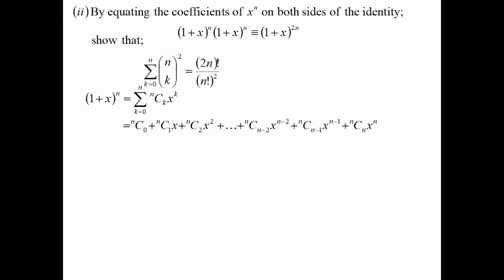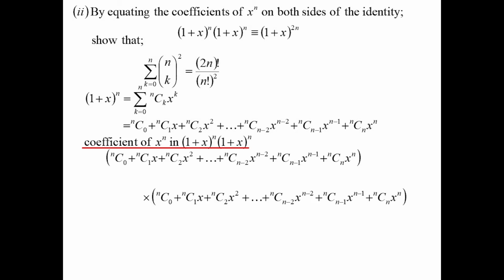By equating the coefficients of x to the power of n on both sides of this expression, we're going to show this wonderful relationship: that the sum of nCk all squared is (2n)! over (n!) squared. Okay. Remember, there's our binomial theorem, which, if I expand it out, would be that. So, all right, they've given me a hint. They've said, have a look at the coefficients of x to the power of n. So I'm going to look at the coefficients of x to the power of n in (1 plus x) to the power of n, that expression there, times by itself.